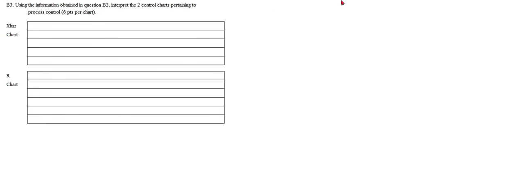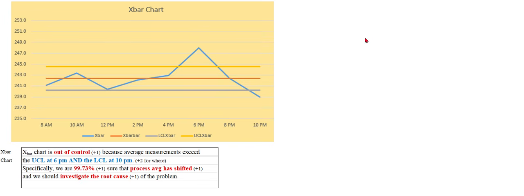B3. Using the information obtained in question B2, the control charts, interpret the two control charts pertaining to process control. So you're going to make a comment here about the X bar chart and the R chart, but I'm looking for very specific things. In looking first at the X bar chart, I'm going to provide two examples here of the two extremes. One is you have an out of control situation.